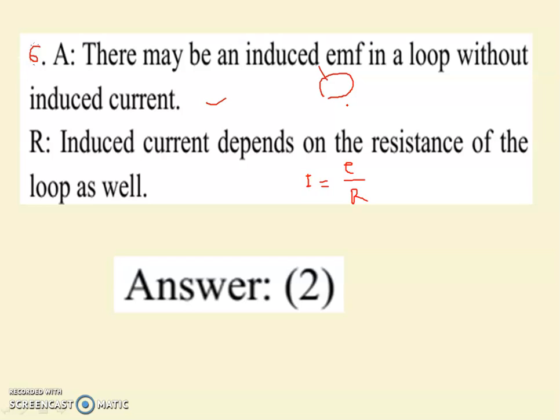Induced EMF can appear even in an open loop, but the induced current should have a closed path. So both assertion and reasoning are correct, but the reasoning is not giving the correct explanation of the assertion. So option 2 or B is correct.